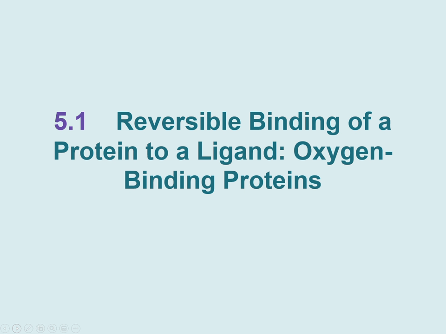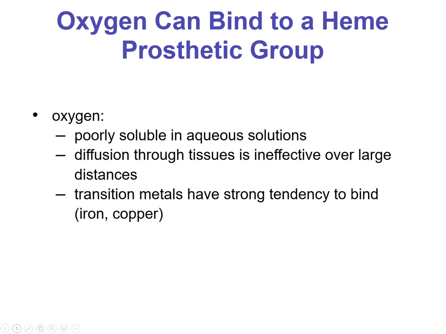We're going to start with oxygen binding proteins. Oxygen binds to heme groups. If you remember from chapter 2 when we were talking about intermolecular forces, we also touched on nonpolar gases. Gases do not like to be in solution. They're poorly soluble. And diffusion through tissues is really ineffective over large distances. So if you have to get oxygen all the way from your brain down to your toes, that's not going to happen just by diffusion alone.